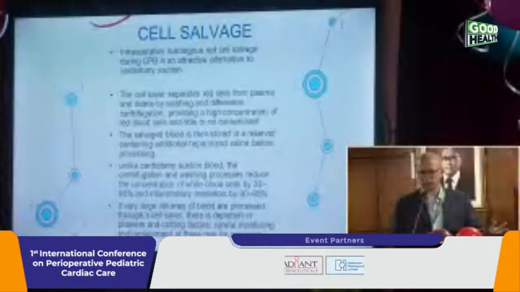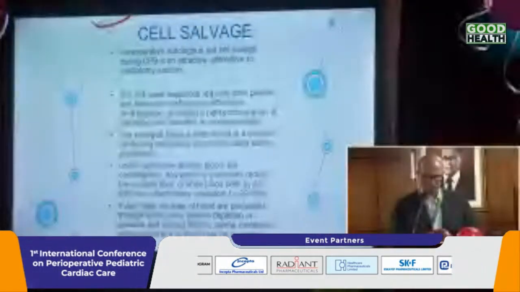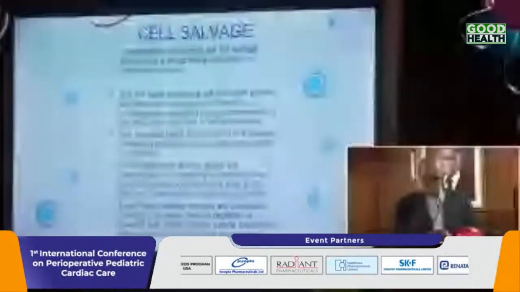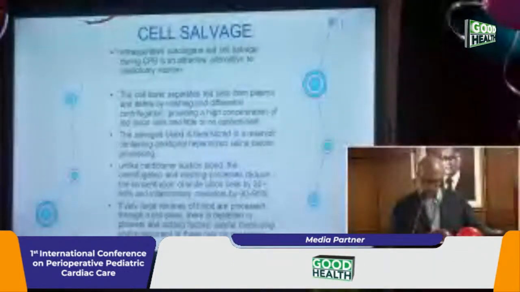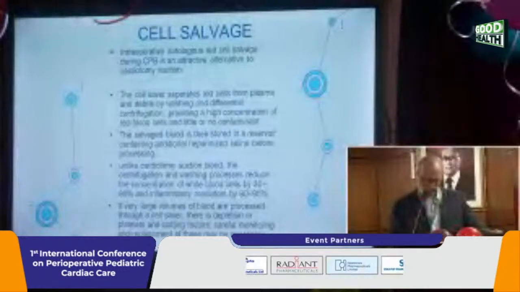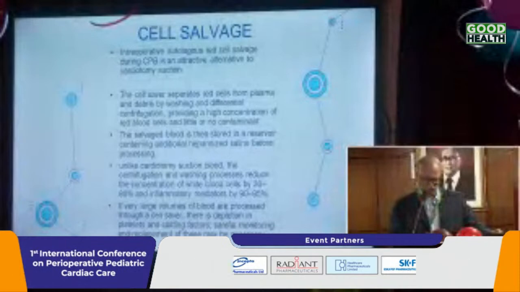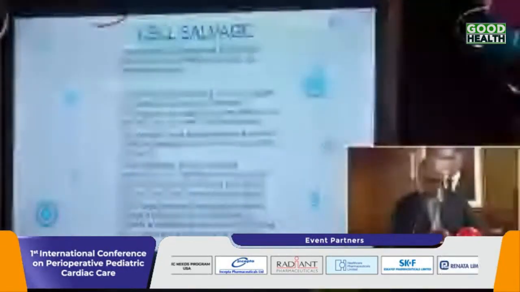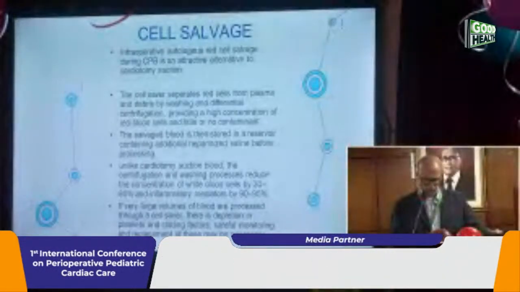So unlike cardiotomy suction blood, the centrifugation and washing process reduces the concentration of inflammatory mediators by around 90 to 95%. There is a depletion in platelets and clotting factors, which is very high when high volumes of blood are processed through a cell saver. Careful monitoring and replacement of these may be necessary.